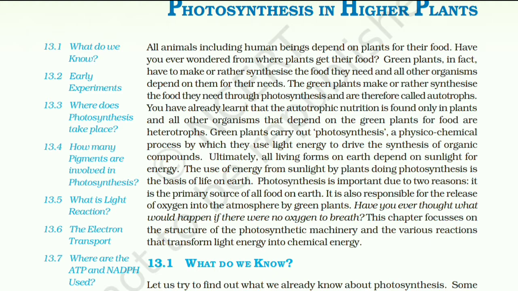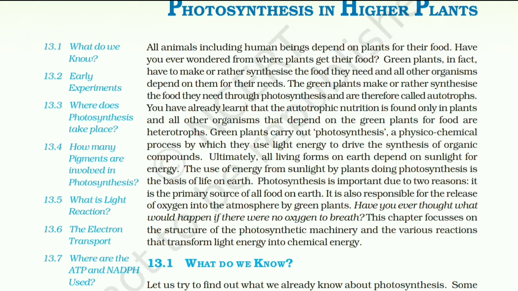The green plants make, or rather synthesize, the food they need through photosynthesis and are called autotrophs. You have already learned that autotrophic nutrition is found only in plants, and all other organisms depend on the green plants for food and are heterotrophs. Green plants carry out photosynthesis, a physico-chemical process by which they use light energy to drive the synthesis of organic compounds. Ultimately, all living organisms on Earth depend upon sunlight for energy. The use of energy from sunlight by plants during photosynthesis is the basis of life on Earth.